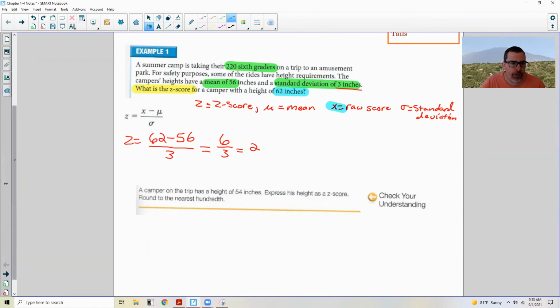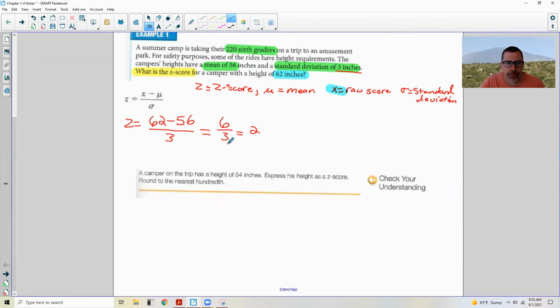Okay, let's see how you did here. I will scroll up, but not so far as to take anything off the screen. So again, it says express his height as a Z score. A camper on the trip has a height of 54 inches. 54 inches is our raw score, X. Okay, express his height as a Z score, round to the nearest hundredth. So we're gonna say Z equals X minus mu over sigma. Okay, I'm a huge proponent of these four steps doing these problems. One, write the formula. Two, substitute the givens. Three, simplify and solve. And check to make sure that your answer makes sense in the context of the problem. Okay, you do that over and over, it just gets so easy.